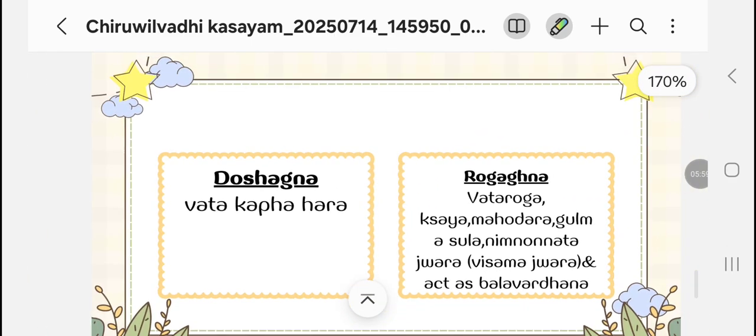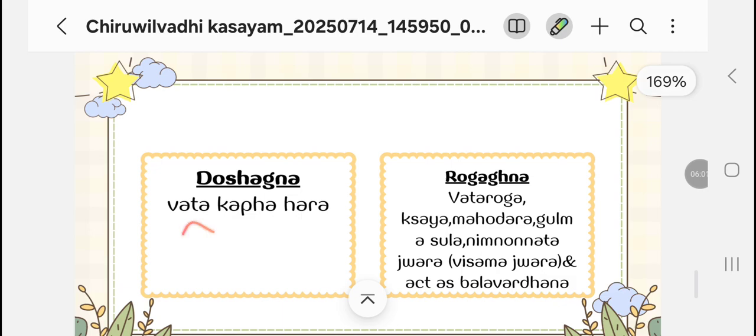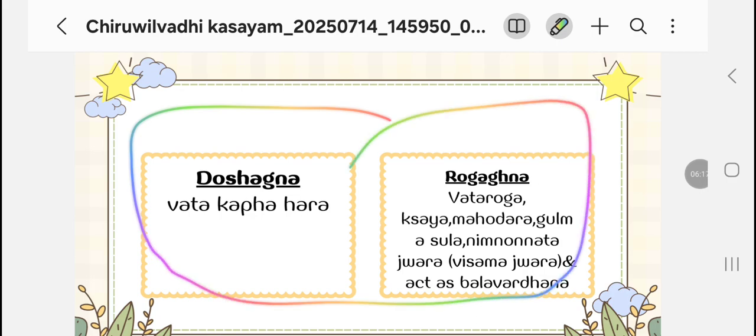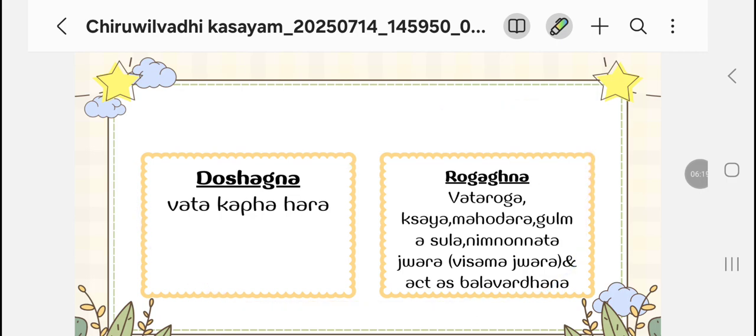And the doshagnam is Vata Kaphahara, and the rogagnam we have already seen: it can be given in Vata roga, Kshaya, Mahodara, Gulma and Shula, and it can be given in Nimnottara Jwara, that is Vishama Jwara, and acts as Balavardhanam. So this is the main slide you have to remember, that is which dosha it acts on.